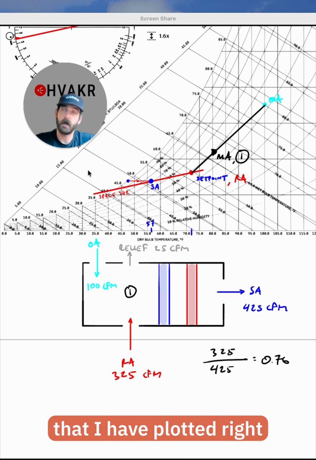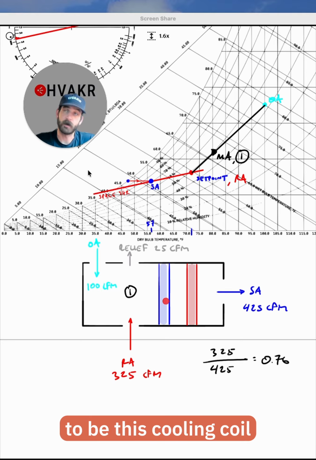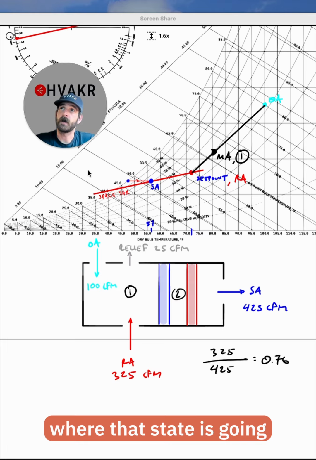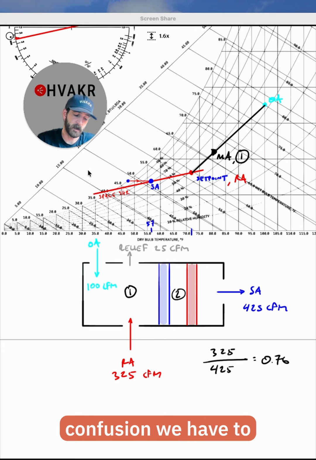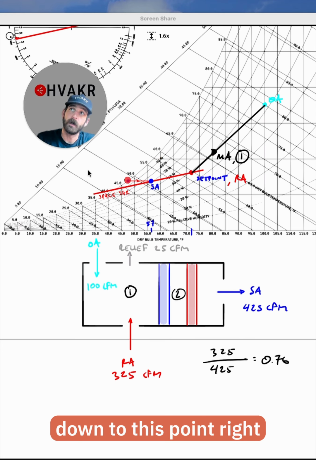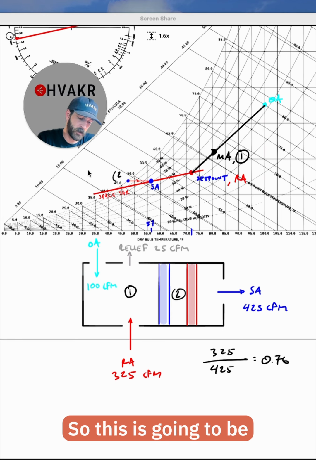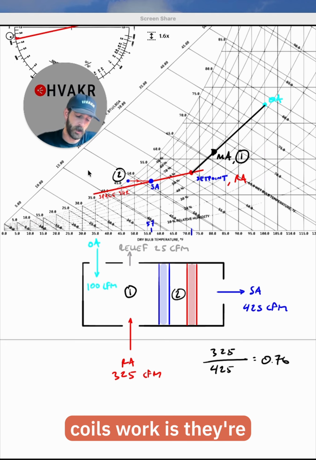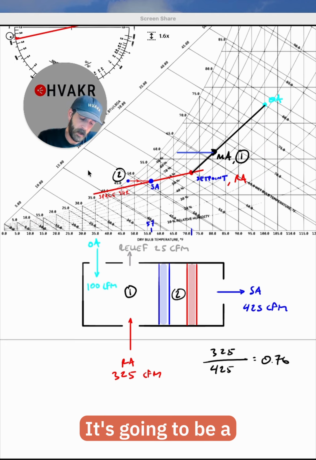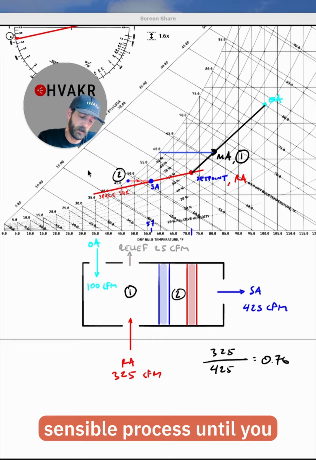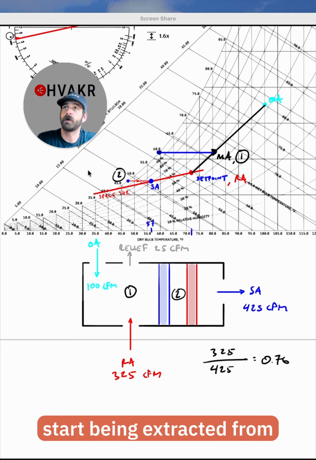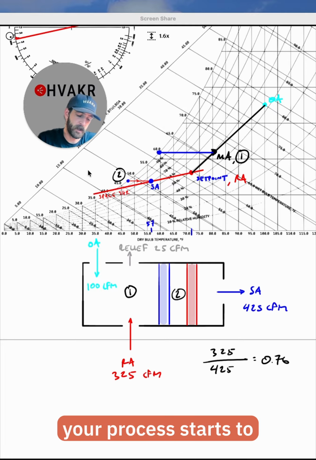That's state number one that I have plotted right here. The next process is going to be this cooling coil, which is going to yield state number two. We've already figured out where that state is going to be. Again, watch part one if there's any confusion. We have to bring it all the way down to this point right here. So this is going to be state number two after our cooling coil does its thing. The way cooling coils work is they cool the air. It's going to be a sensible process until you hit saturation. At this point, this is the dew point, moisture, latent load is going to start being extracted from the air, and then your process starts to follow this curve all the way down until you hit the state that you want.